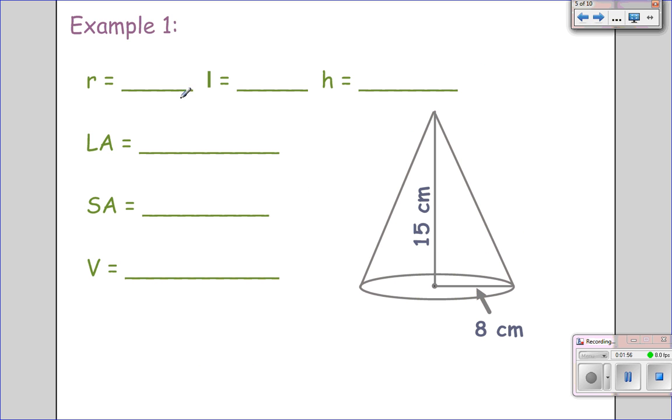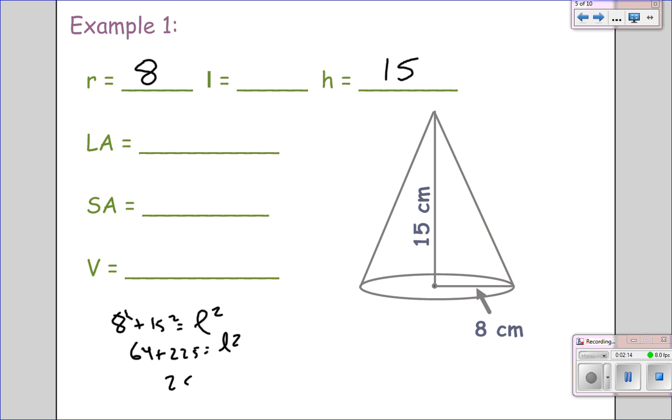The radius of my cone is 8 centimeters. I don't know my slant height, but I do know that my height is 15. Now, using the Pythagorean theorem, I can figure out what the slant height is. So 8 squared plus 15 squared equals L squared. 64 plus 225 equals L squared. 289 equals L squared. So the slant height is 17. Of course, that's because you take the square root there.